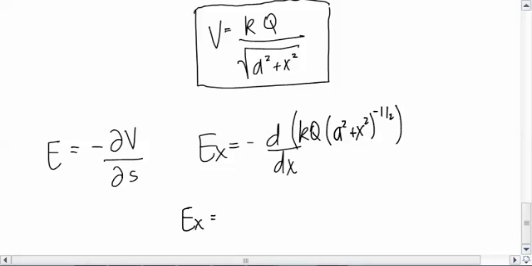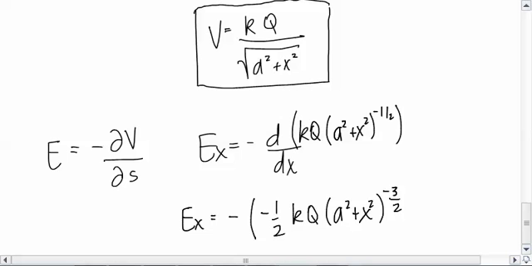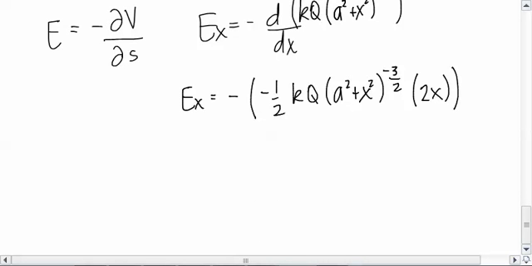So what's the derivative of that guy? We have negative times negative 1/2 kq times a squared plus x squared to the 1 less power, which would be negative 3/2, times what, 2x? Okay, so then what does that simplify to? My half and my 2 will cancel out. The negative and times a negative would be a positive. So what do we wind up with? kqx over a squared plus x squared raised to the 3/2.